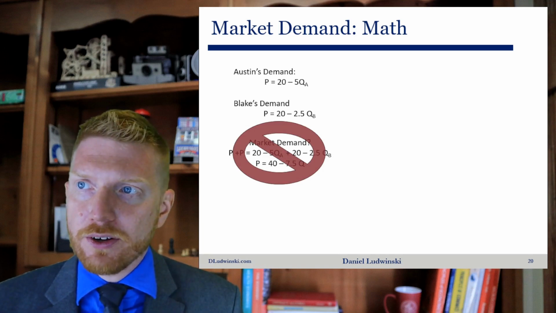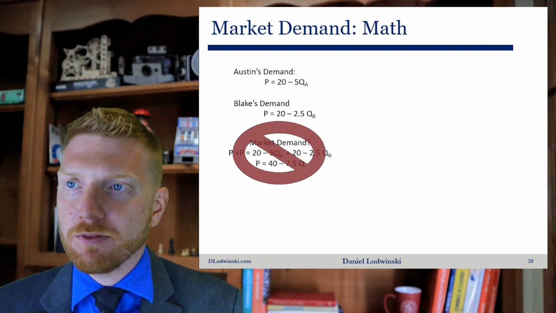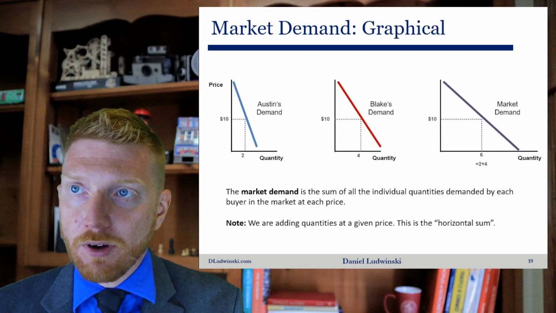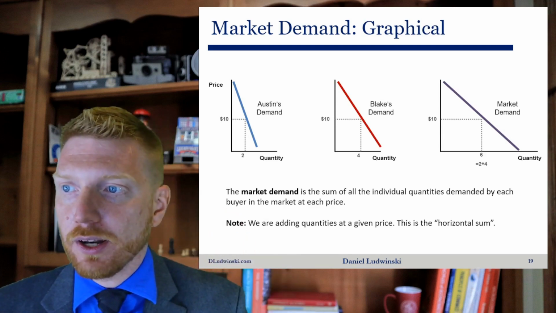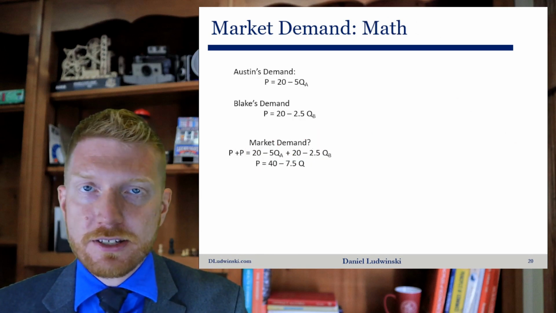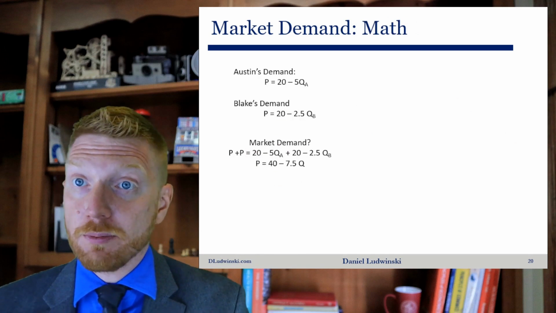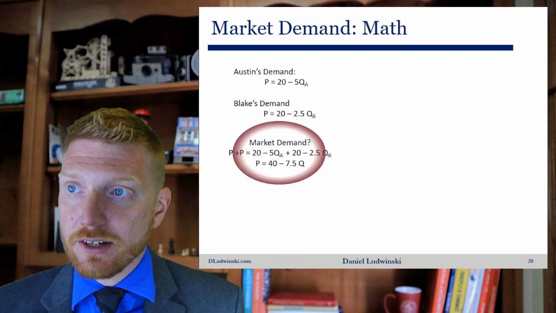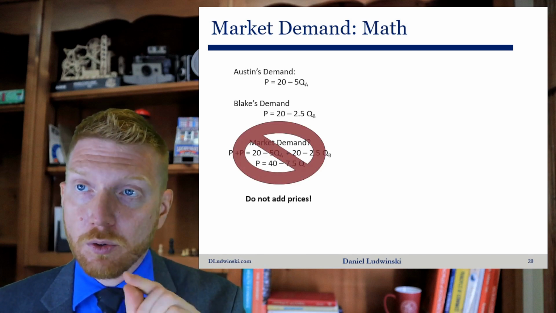But what you're doing here is you're not adding quantities. Remember what I emphasized before with both the table and the graph: you wanted, for a particular price, to be adding quantities. What you're actually doing here is adding prices. On the left we have prices. On the right it's turning quantities into prices. They're both prices, and this is incorrect. That is not how we get to market demand. Don't add prices. What we want to do is add quantities.